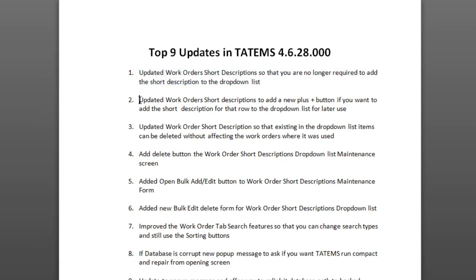And number 2 here is we updated the work order short descriptions to add the new plus button. I already just went over that. So if you want to add it for that row in the drop down list for later use. Alright, and the third item here is updated the work order short descriptions so that existing drop-down list items can be deleted without affecting the work orders where it was used.